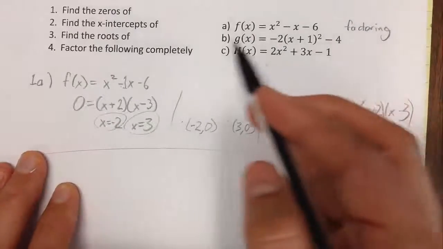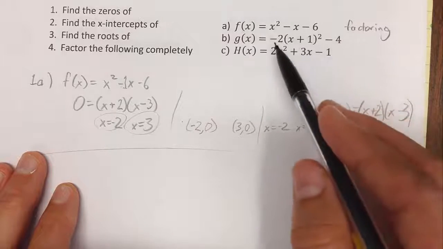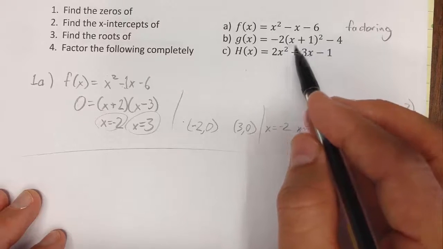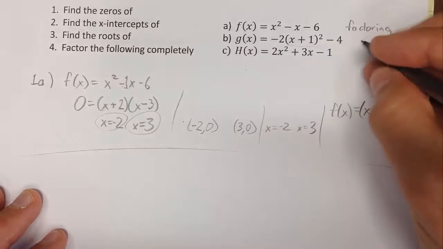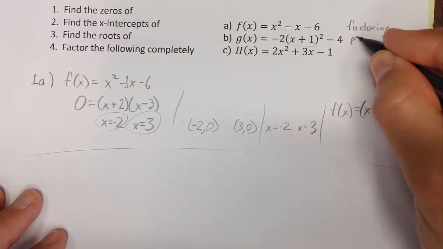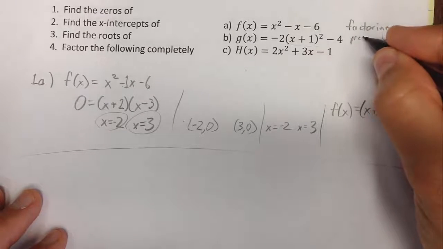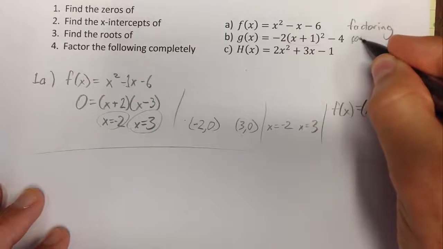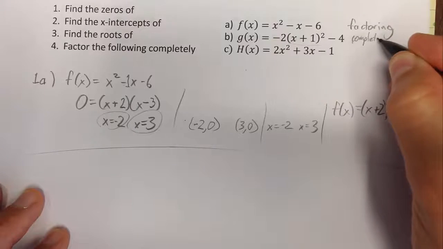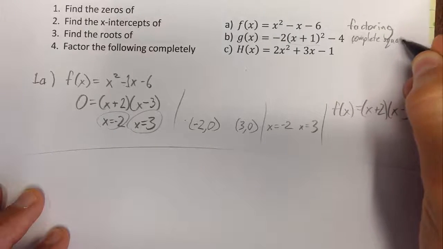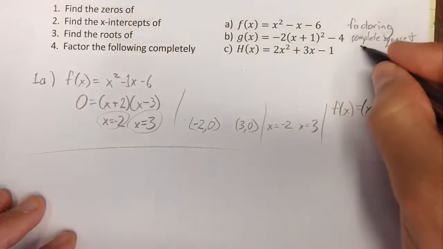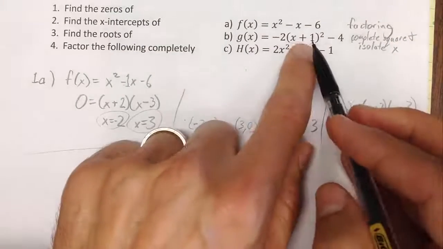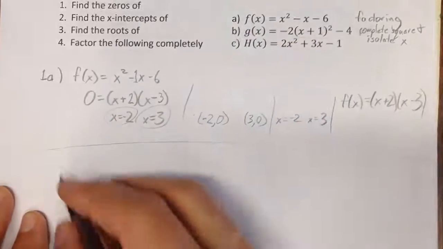Now this, you notice, might be hard to factor. I'd have to distribute a bunch of stuff. This actually is already made into a perfect square, so you might call this method perfect square, or maybe I'll call it complete the square, and isolate x. So if the square weren't completed, I would have to complete it to do this method.